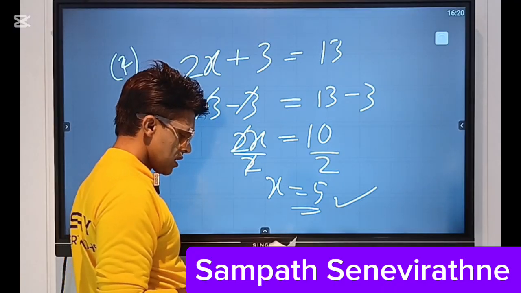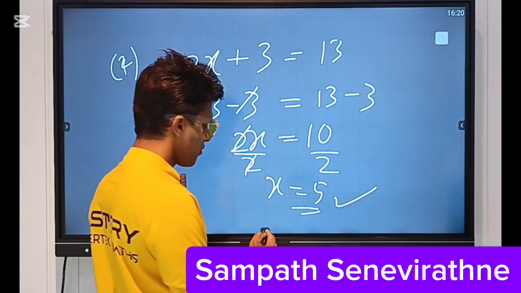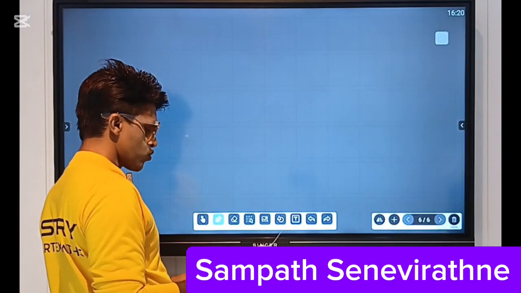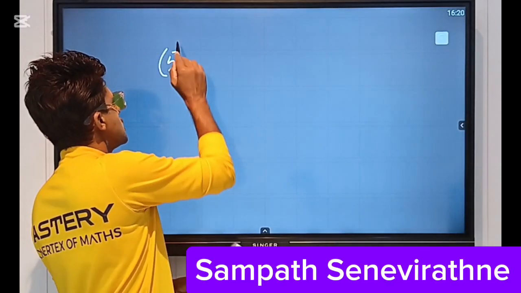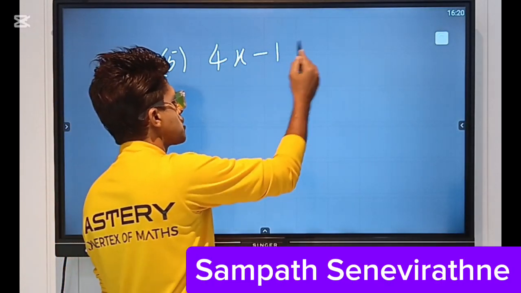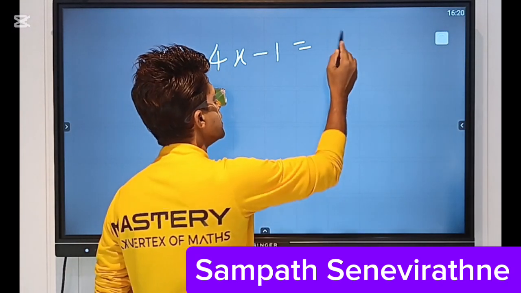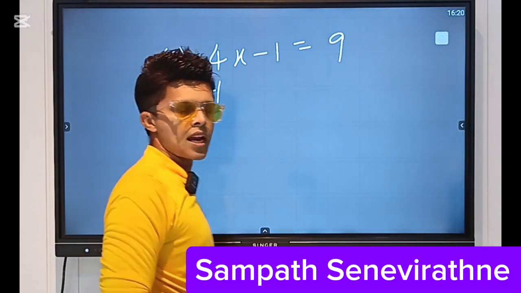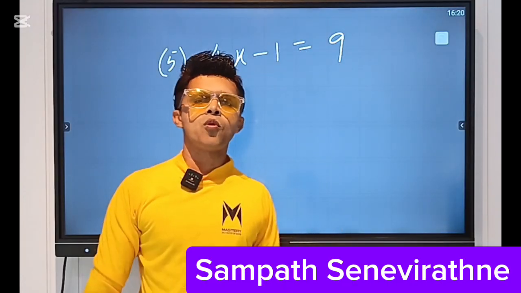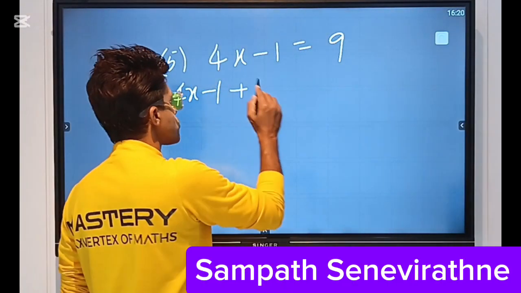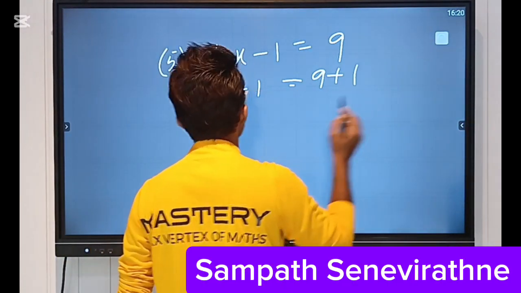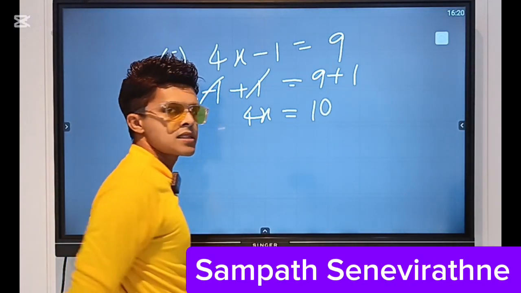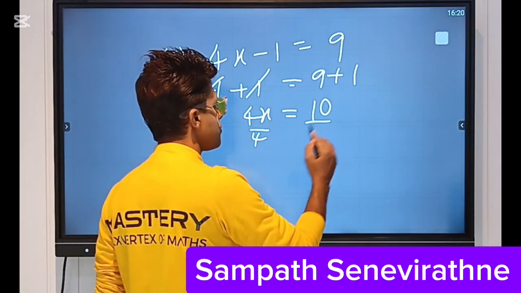The fifth question also can be simplified using the same method. But anyway, I will be doing the fifth question as well. So the fifth question is 4x minus 1 equals 9. Here minus 1, so we add plus 1 to both sides. You could add plus 1 to both sides here. Then minus 1 plus 1 can be cancelled out. 9 plus 1 is 10. Both sides divided by 4.